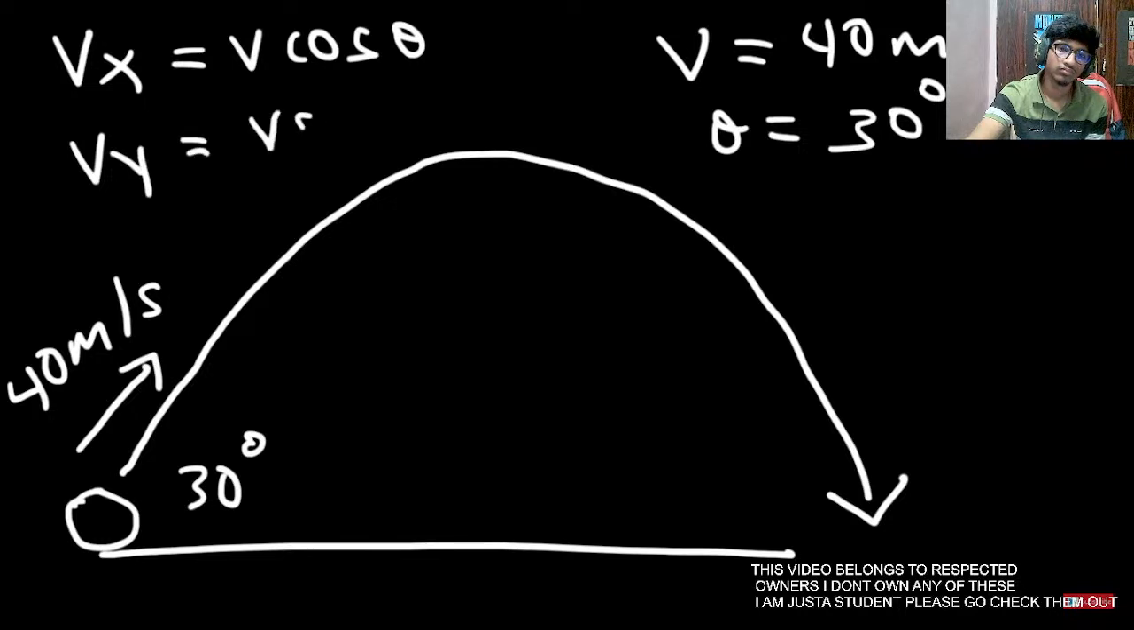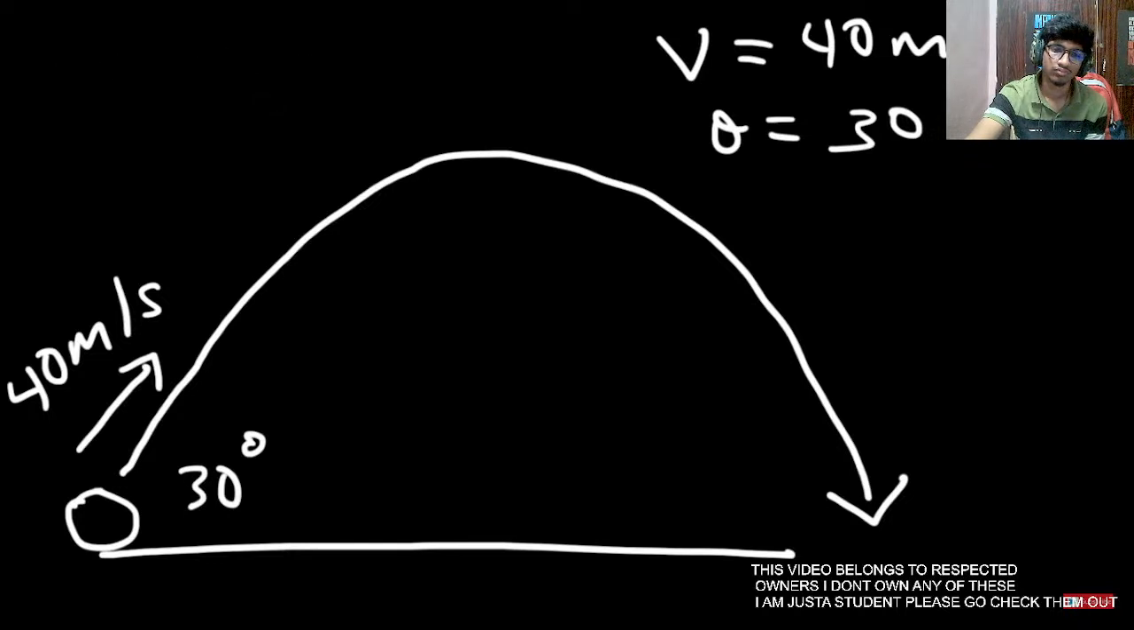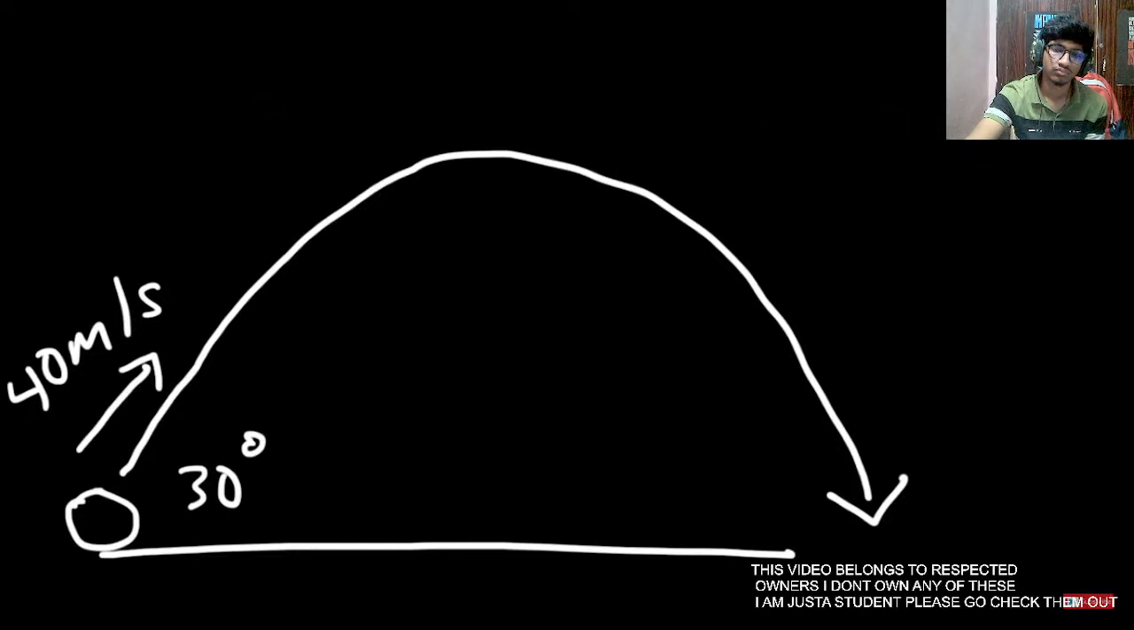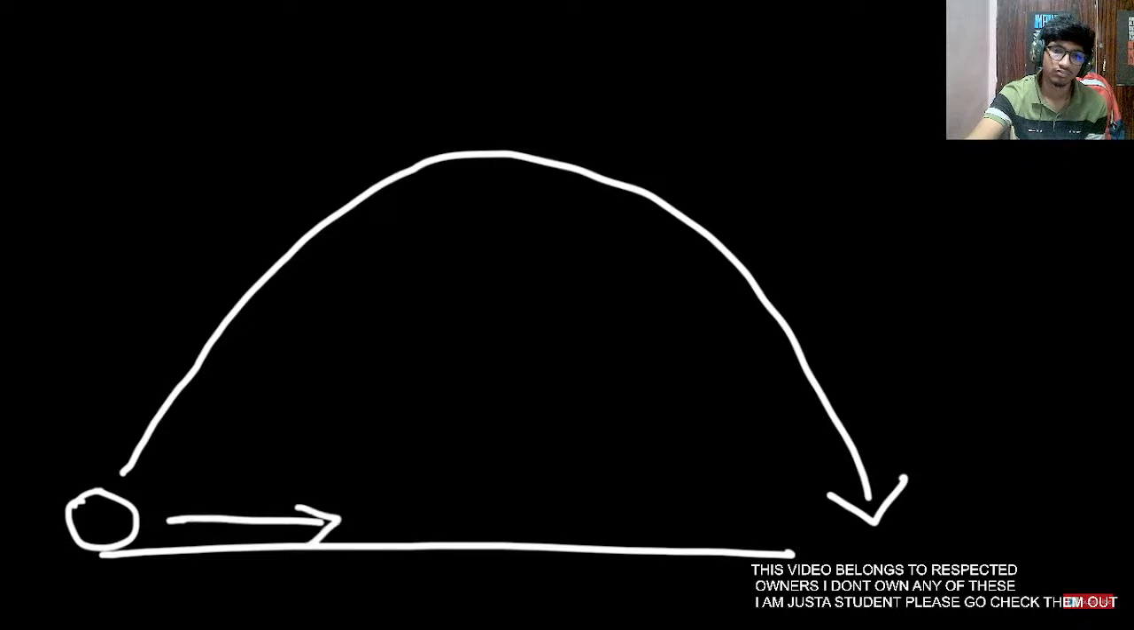Vy is V sine theta. Now, for this problem, I'm going to give you Vx and Vy. So we're going to choose some different values, but in a typical problem, when you're given V and theta, you can find Vx and Vy using those formulas. But let's say that you discover initially Vx is, let's use a nice number, 8 meters per second. And Vy, we're going to say is 29.4 meters per second.